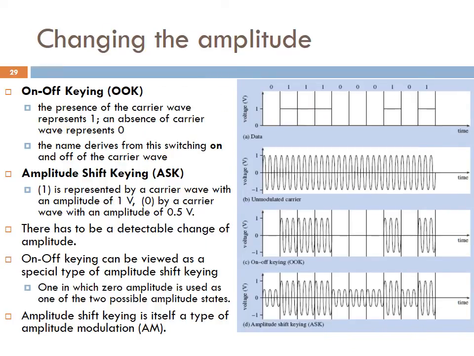Basically, we have on-off keying, or OOK, where the presence of the carrier wave represents 1 and the absence of the carrier wave represents 0, as you can see in the following figure. So in part A we have the digital data, in part B we have the carrier wave, and in part C we have the OOK modulation. For OOK modulation, during tau, the sample period, 0 is represented by the absence of carrier wave and 1 by a full carrier wave.